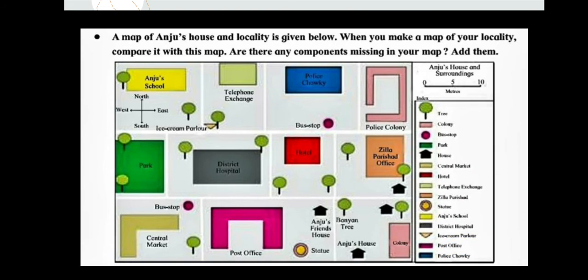Now here is another activity you have to do. A map of Anju's house and locality is given below. When you make a map of your locality, compare it with this map. Are there any components missing in your map? Add them. Now you have to see Anju's house and surroundings. Direction is given, distance in kilometers is given, index is given, and you can see a sketch turned into a map is drawn over here.